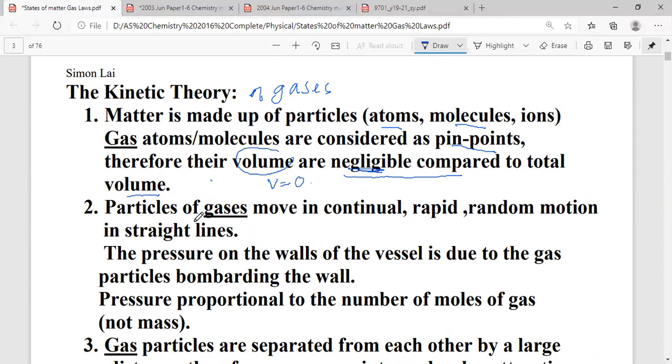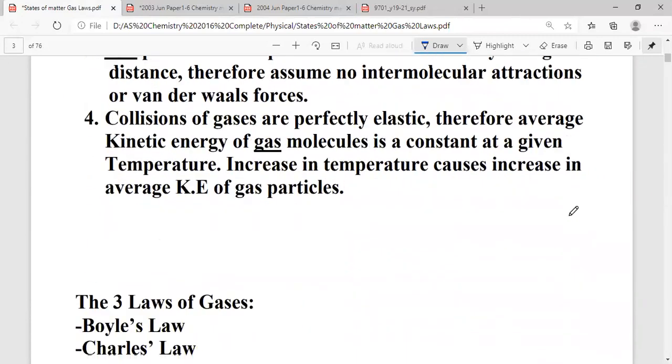Particles of gas move in continuous rapid random motion. That means they knock each other at random. That's why diffusion occurs. And the pressure on the walls of the vessel is due to the gas bombarding against the wall. And the pressure is proportional to the number of moles, not the mass. Why? Because this is very important. You see, I told you before in the other part, let's say I've got a container here.